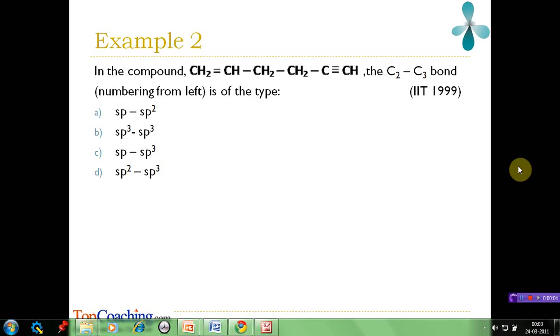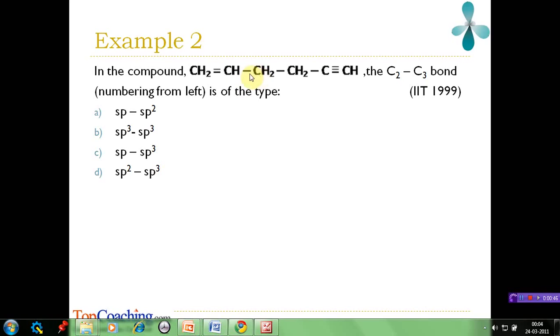Next example. In the given compound, what is the type of hybridization of the C2-C3 bond? Numbering starts from the left. So C1, C2, this is C2 and this is C3. We have to find the hybridization of these two carbons so we can tell what kind of bond it is. Now let's see what is the hybridization of the C2 carbon, that is this one. It forms a double bond equivalent to one electron pair, one bond with hydrogen equivalent to a second pair of electrons, and one bond with a carbon atom, so total 3 pairs of electrons. So it should be in sp2 hybridized state.